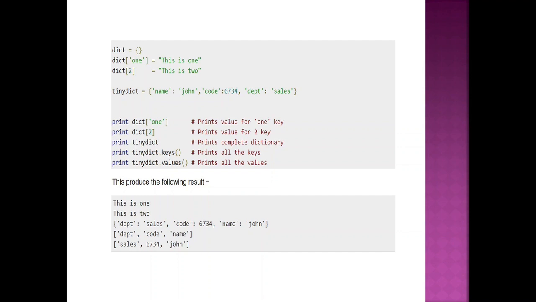In the third statement, I am going to print the complete dictionary, tinydict. If I give print tinydict, the entire dictionary will get printed. In the fourth statement, I am giving print tinydict.keys(). It is a special function. If we give the dictionary name dot keys, only the keys of that particular dictionary will get printed. So in tinydict, the keys department, code, name will get printed. In the last statement I have given print tinydict.values(), so that only the values of the dictionary tinydict will get printed.